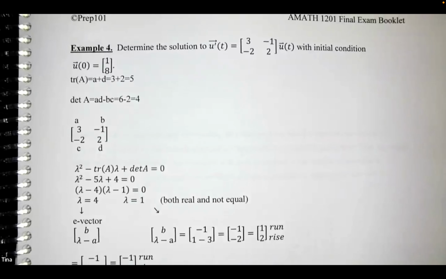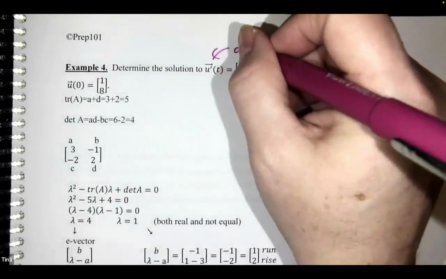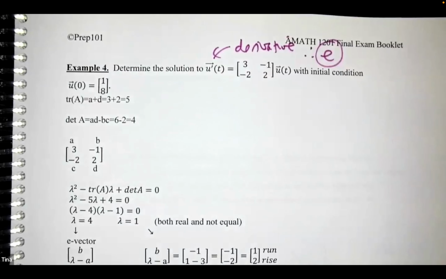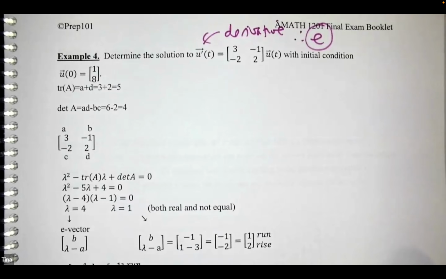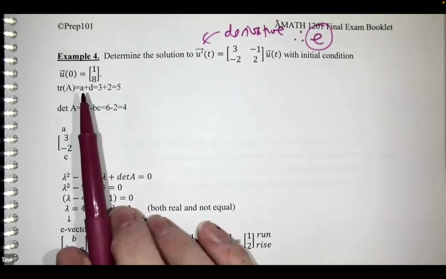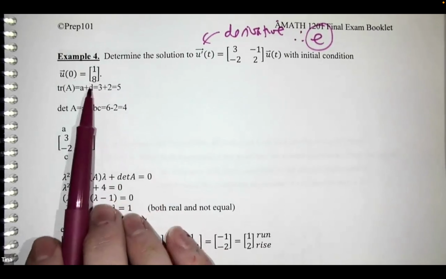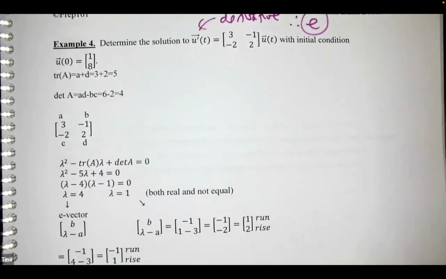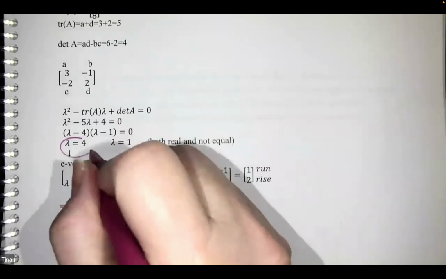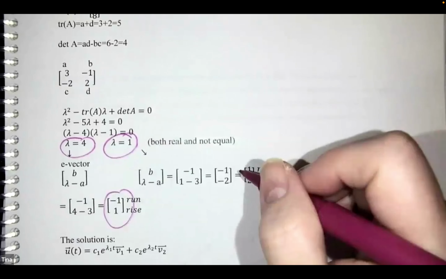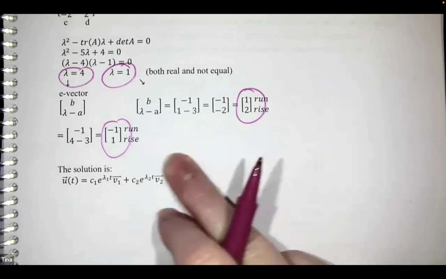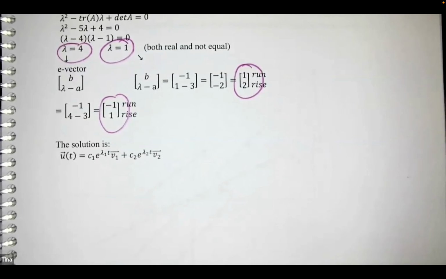So for number 4, we have this A matrix. This is a derivative, so therefore you do need the e in your solution. It's not recursion. And the initial condition is U of 0 is (1, 8). We do all this work to get the eigenvalues and eigenvectors, which, like I said, we've done a ton of, so we don't have time to go through that every time. We're kind of done with that. So there are our eigenvalues and eigenvectors.